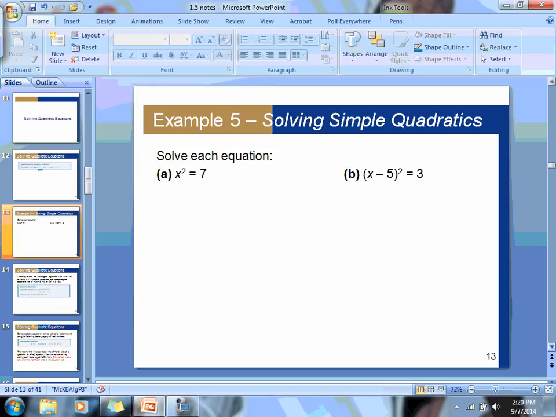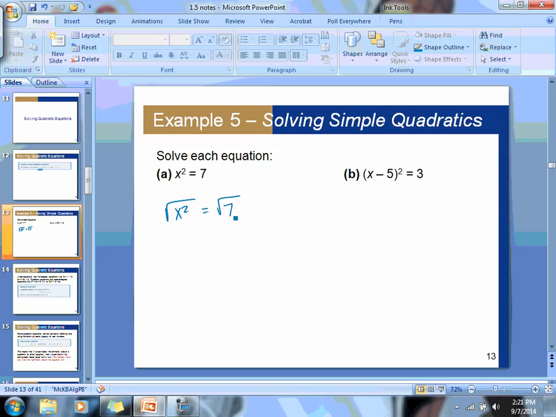Here, for example 5 in part A, we have x squared equals 7. And again, just like I said in the last example, if we were trying to solve for r, to get rid of that squared on it, we have to take the square root. So that's what we need to do here. We need to take the square root of both sides.